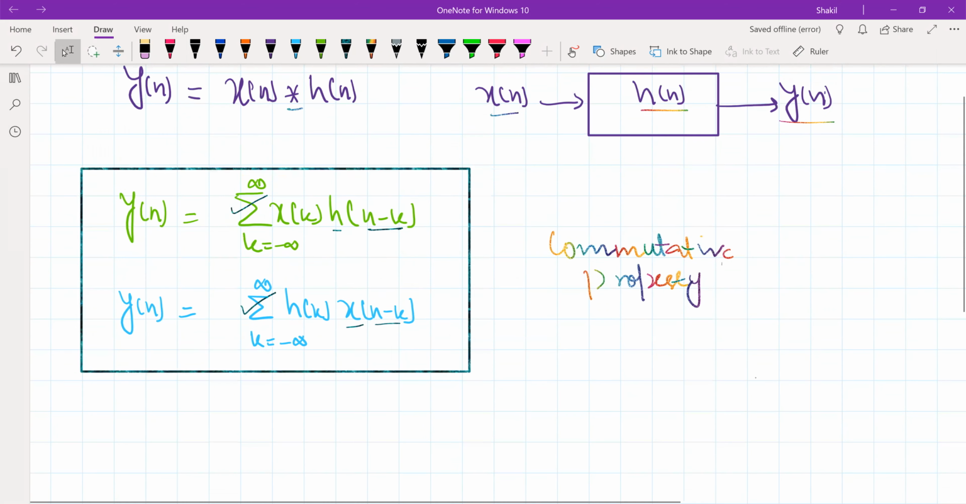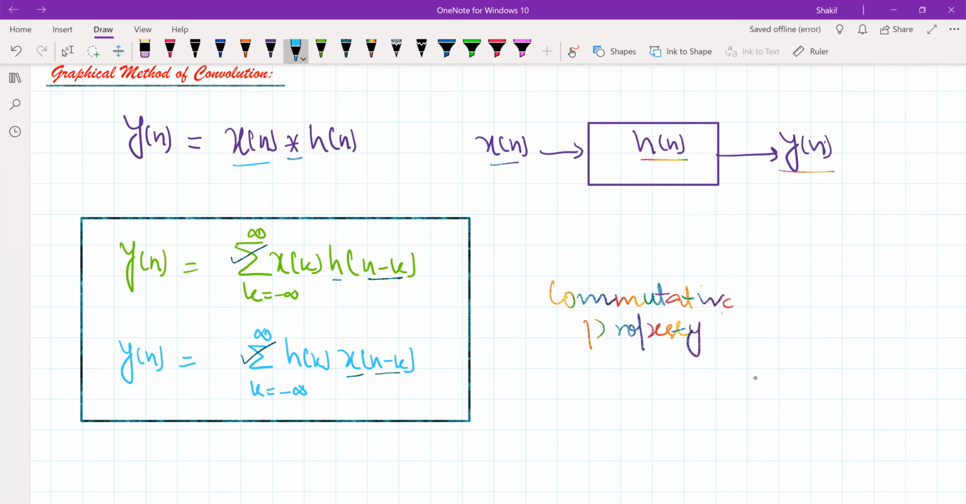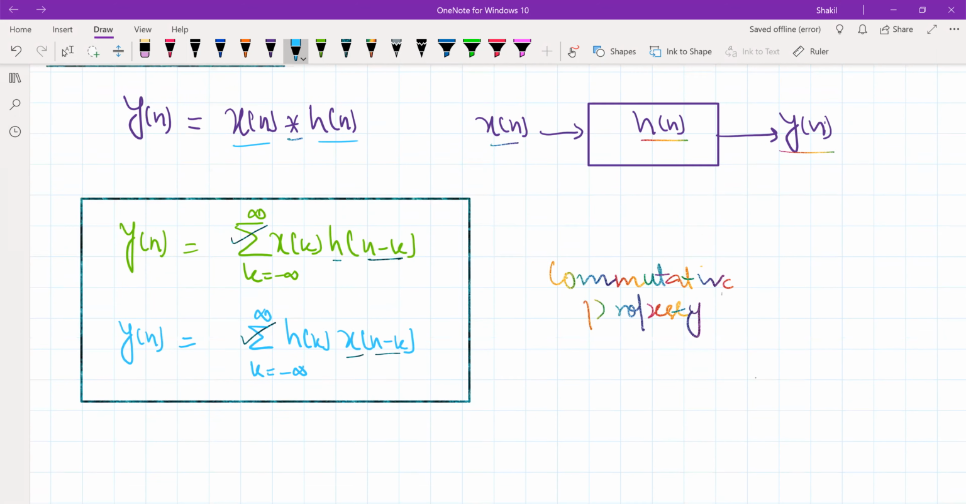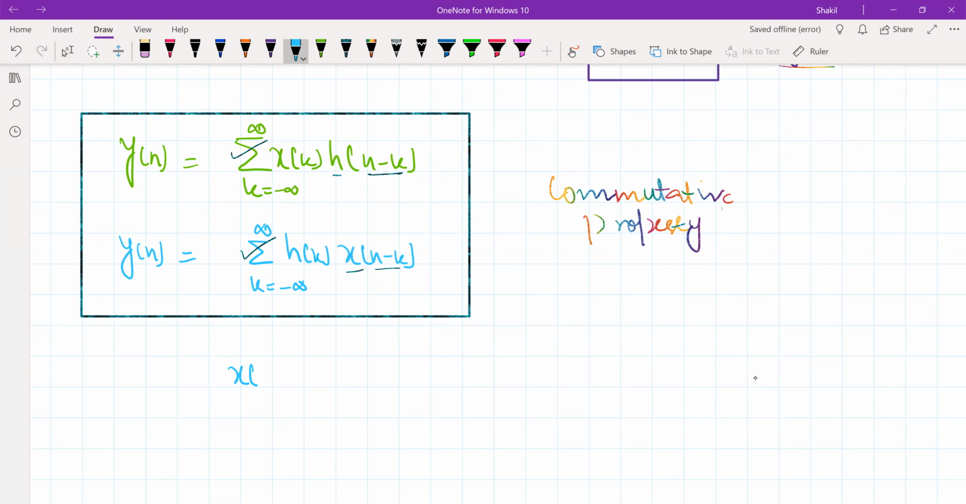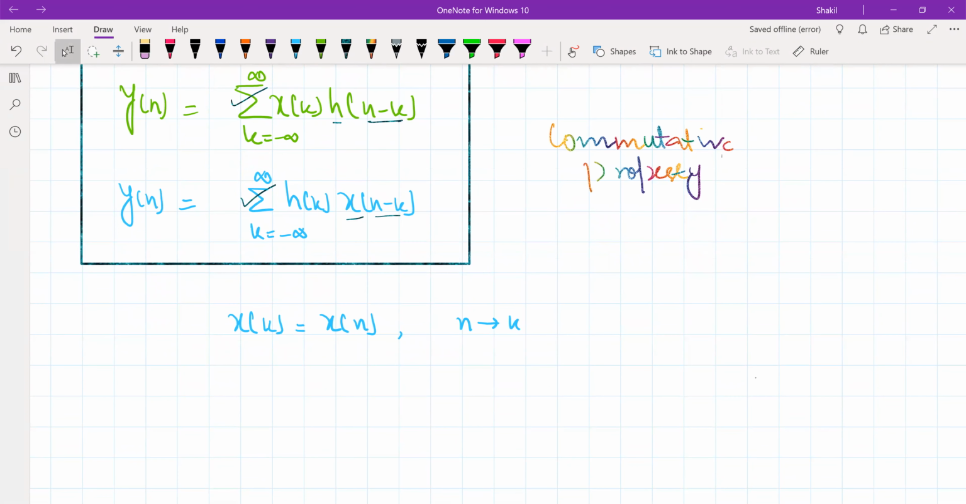Now, first of all, the given sequences were x of n and h of n, but here in this summation we replaced x of n by x of k. What's the difference between x of n and x of k? These are one and the same, meaning x of k is the same as x of n. The only difference is we replaced n by k. So the x sequence is the same as x of k, and similarly h of k is the same as h of n. In other words, we replaced n by k in h of n.